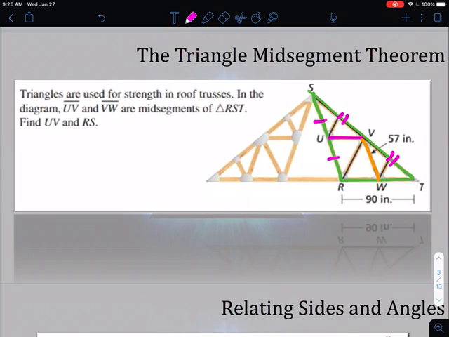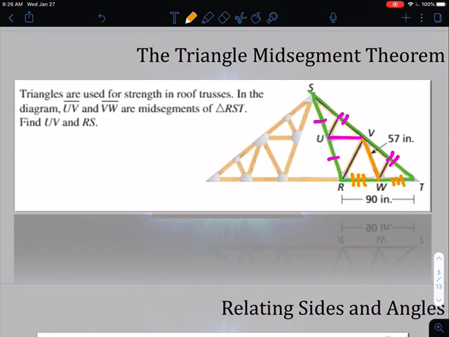The fact that they said VW is also a mid-segment means that W is the midpoint of this side. So basically we're cutting that entire triangle in half all the way around. So SR gets cut in half, ST and RT.